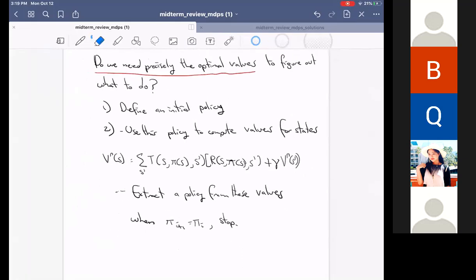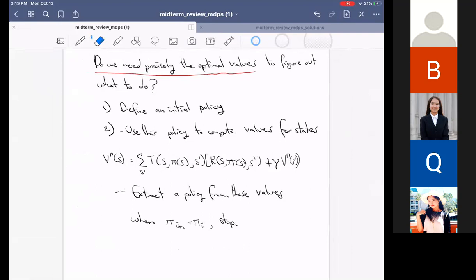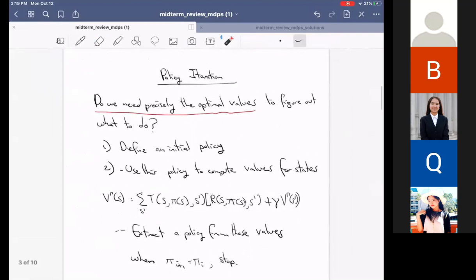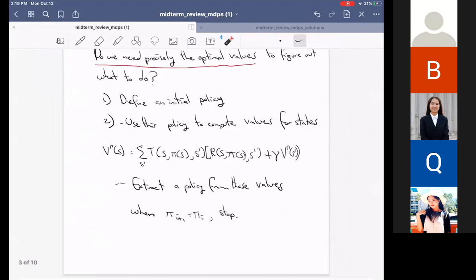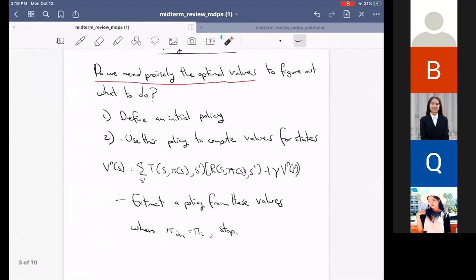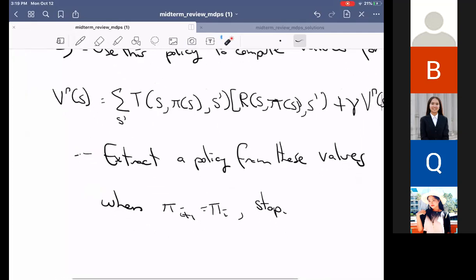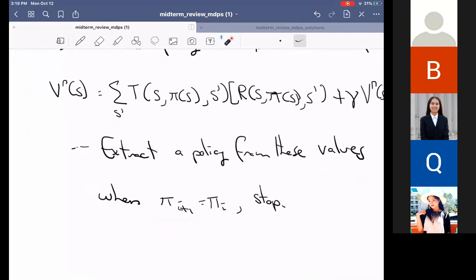And finally, we use these new values that we've computed, which are slightly better than our original estimates, and we extract a policy. That's when we run policy extraction, and we say, what is the best policy if these were the values? Then we repeat: use that policy to compute new values, and so on. At some point, your policy at iteration I+1 is the same as the policy at iteration I. That's when you know you've converged and you can stop.